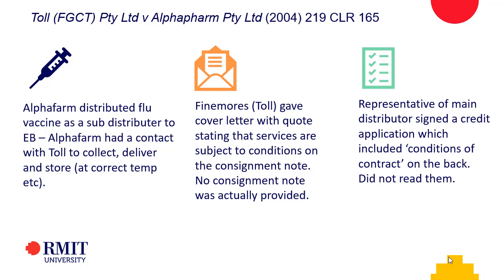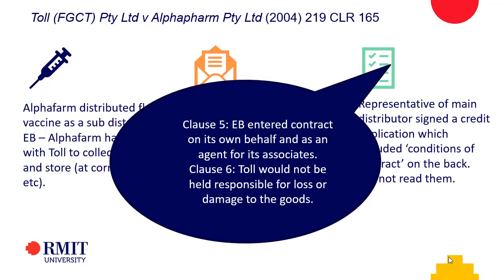On the conditions of contract that the rep didn't read, there were 2 clauses. One of them said that EB was entering the contract on its own behalf and as an agent for its associates. So one of the questions in the case was whether it was entering into this contract on its own behalf and as an agent for Alphapharm or not. And then clause 6 said that Toll would not be held responsible for the loss or damage of the goods.